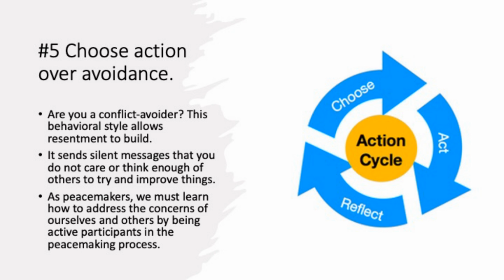Number 5, choose action over avoidance. Are you a conflict avoider? This behavioral style allows resentment to build. It sends silent messages that you do not care or think enough of others to try and improve things. It's usually not a helpful way of making things better. Ken Sande would call this peace faking. As peacemakers, we must learn how to address the concerns of ourselves and others by being active participants in the peacemaking process.